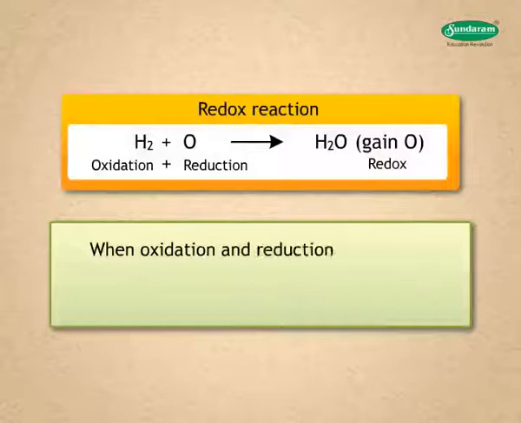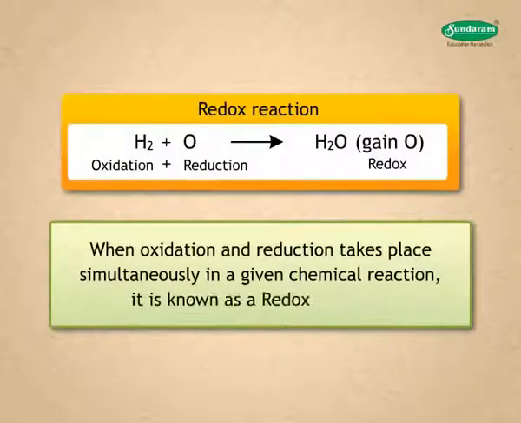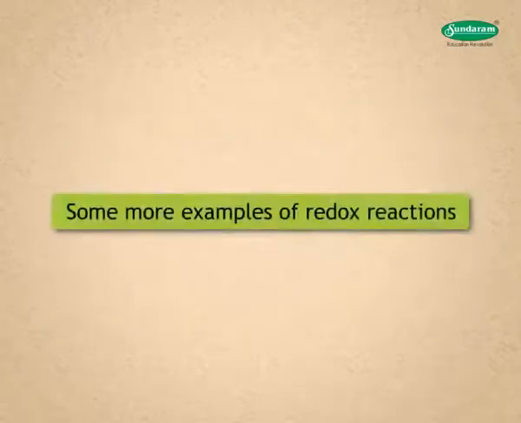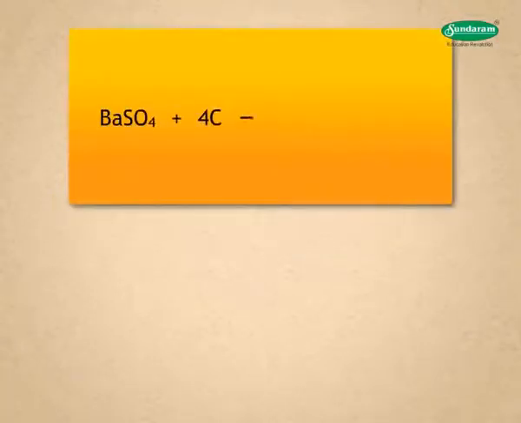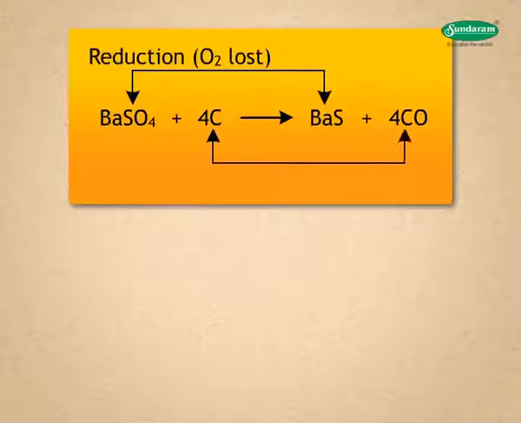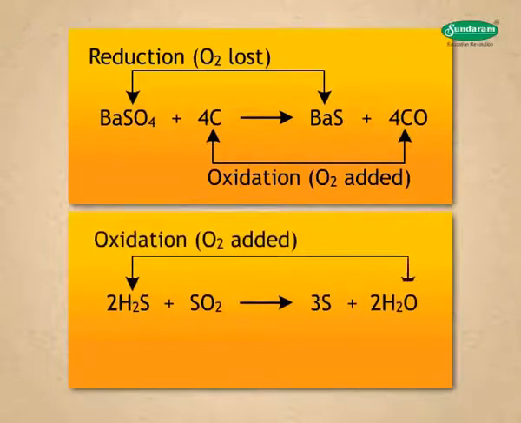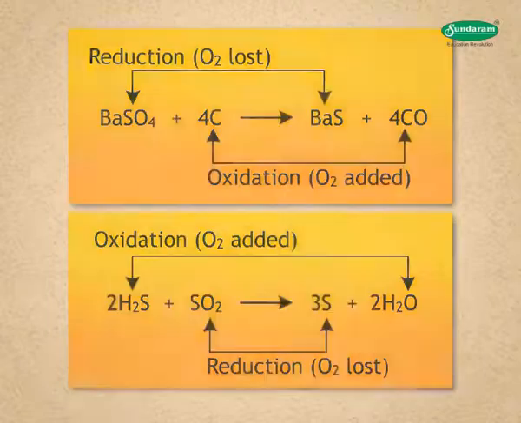When oxidation and reduction take place simultaneously in a given chemical reaction, it is known as a redox reaction. Let us look at some more examples of redox reactions. See this reaction. In this reaction, BaSO4 loses O2 and is reduced to BaS. 4C gains O2 and is oxidized to 4CO. In the reaction shown, 2H2S is oxidized to 2H2O by adding O2. SO2 is reduced to 3S by removal of O2.